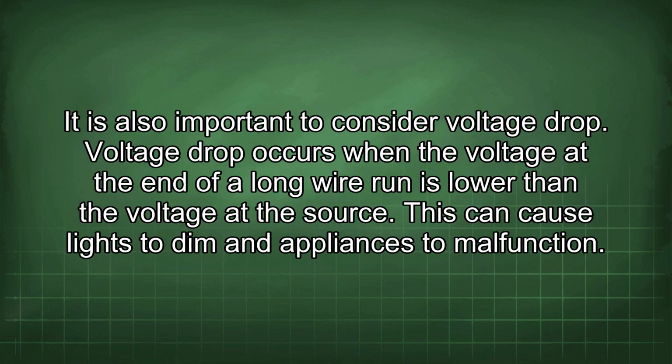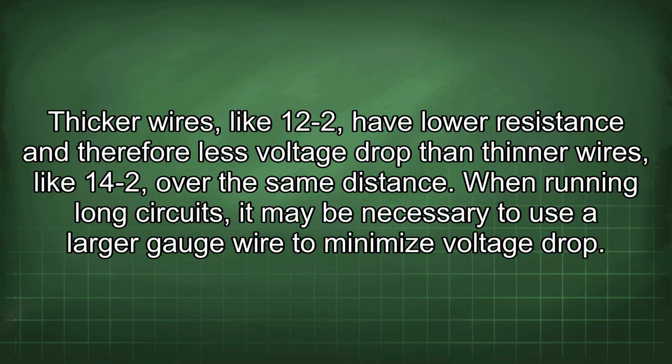It is also important to consider voltage drop. Voltage drop occurs when the voltage at the end of a long wire run is lower than the voltage at the source. This can cause lights to dim and appliances to malfunction. Thicker wires, like 12-2, have lower resistance and therefore less voltage drop than thinner wires, like 14-2, over the same distance. When running long circuits, it may be necessary to use a larger gauge wire to minimize voltage drop.